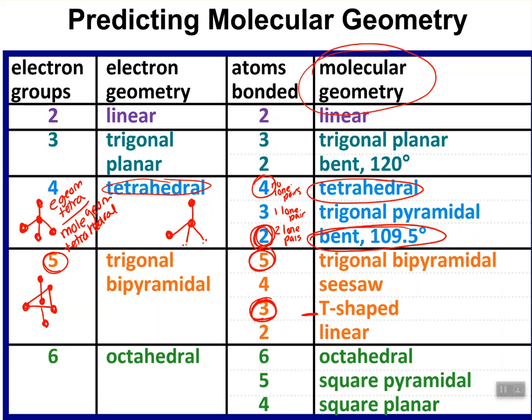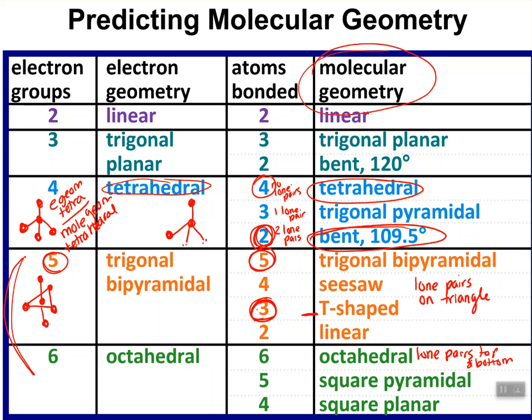Let's do this one though. It's important to know where to put the lone pairs on these two. On this one, the lone pairs go on the triangle, and not the top and the bottom. On this one, the lone pairs go on the top and bottom.